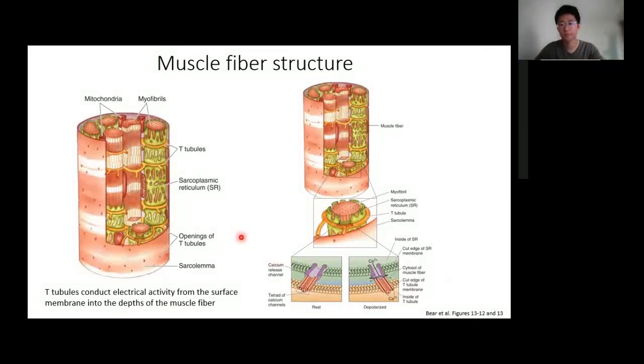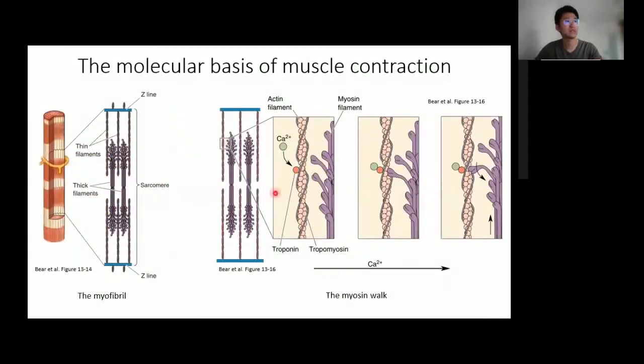Once the axon is activated, it generates an action potential, so it depolarizes the membrane. This mechanism will induce a flow of calcium through the L channels. So the calcium will come into the muscle fibers, and then what happens next? When the calcium comes in, it interacts with the inside of the myofibers.